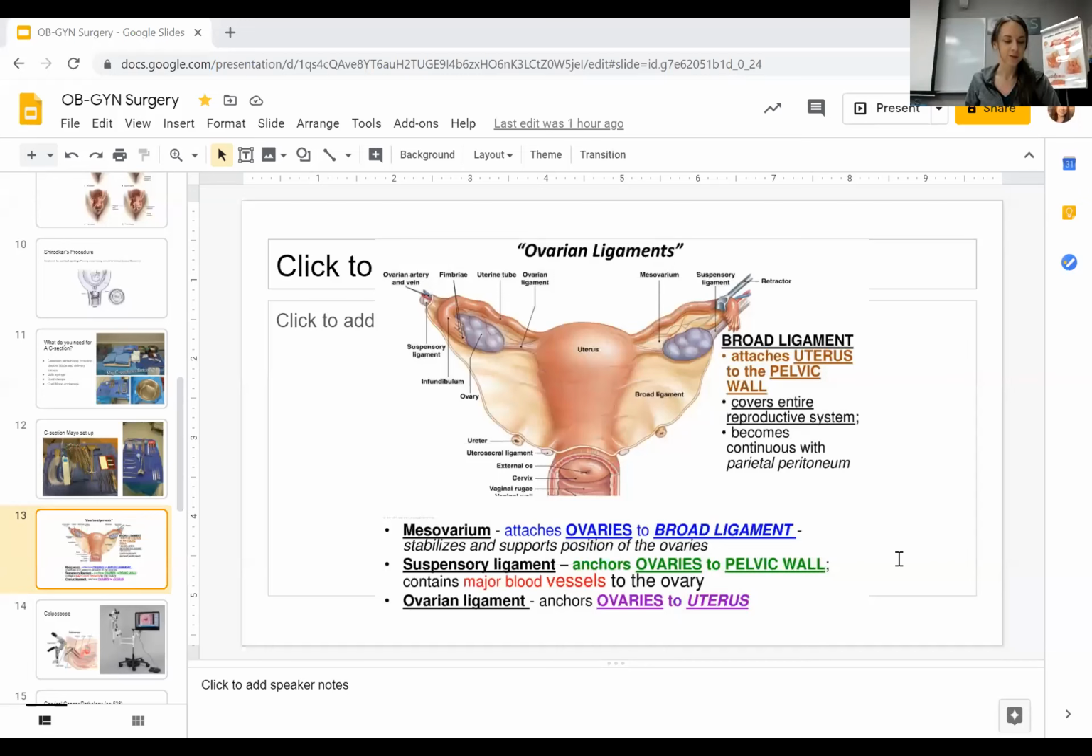I will go ahead and share my screen. But again, we're on OB and GYN surgery. And the last thing I finished talking about was laparoscopic resection of an unruptured tubal pregnancy. So I did kind of get cut off at the end of that, but I didn't have anything else to add. So that was the end of page 530. So now I'm starting on page 532.